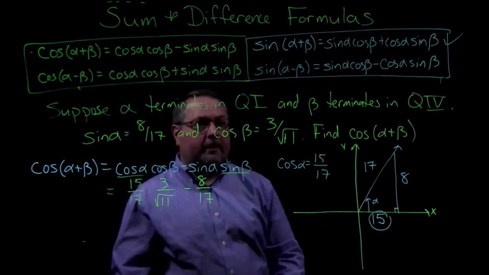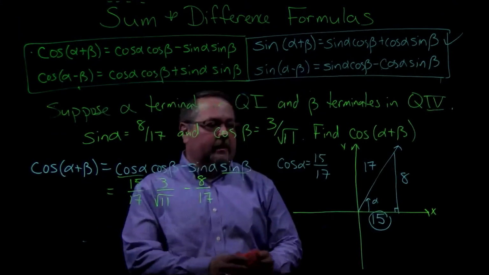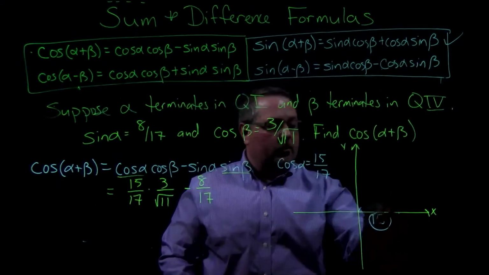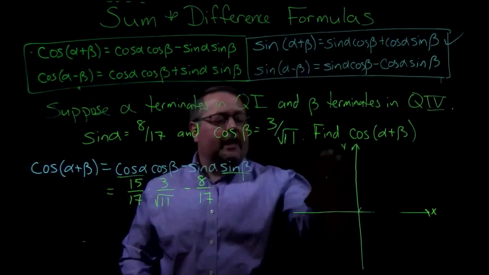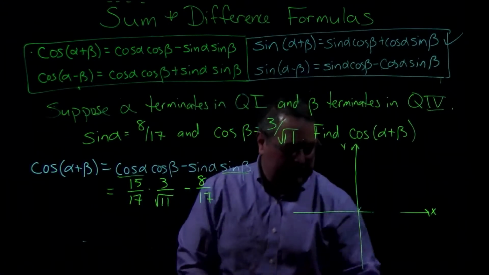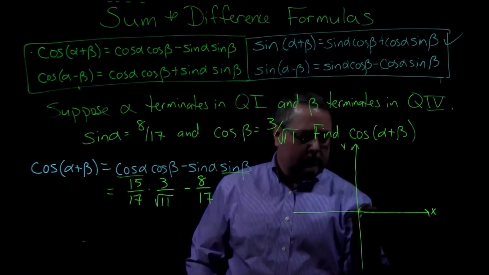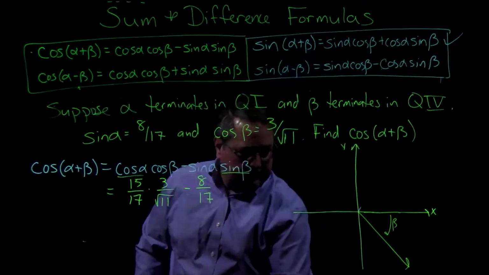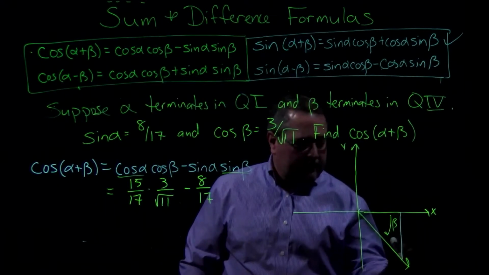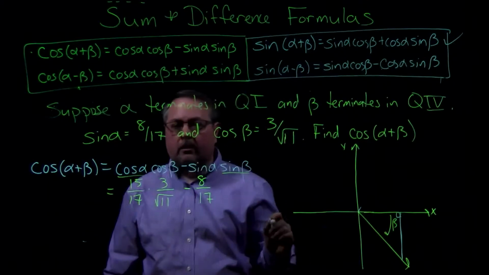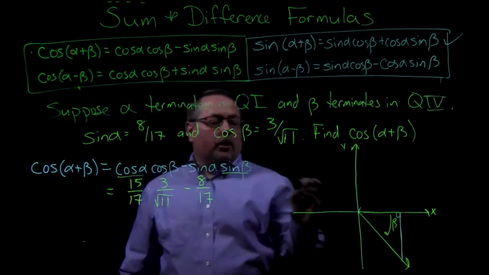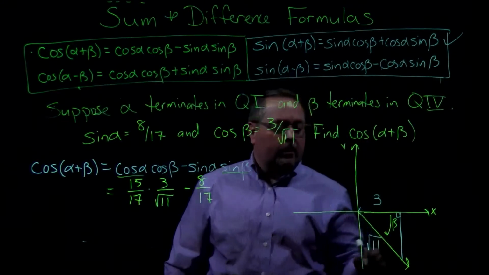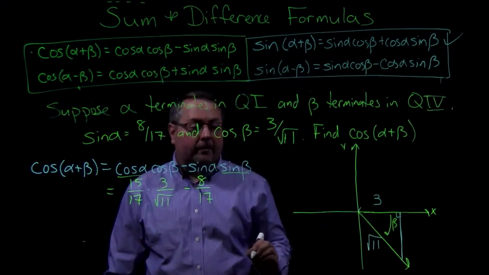So now let's do the same thing with beta. So now beta terminates in the fourth quadrant. So we know the cosine of beta, we want to find its sine. So there's beta, fourth quadrant. We'll draw a fourth quadrant right triangle. Cosine is 3 over square root of 11, so our x will be 3. Our hypotenuse, our r, will be square root of 11.